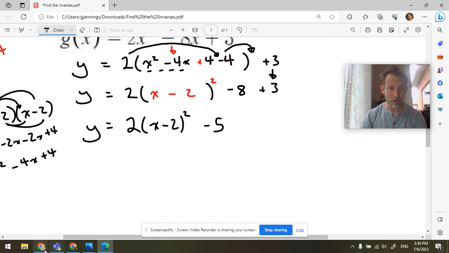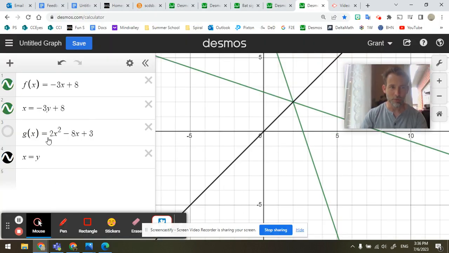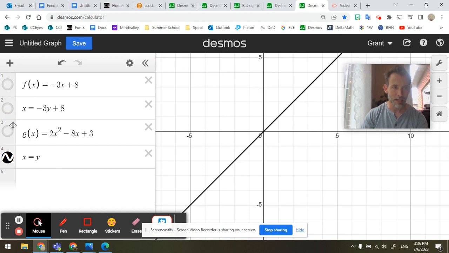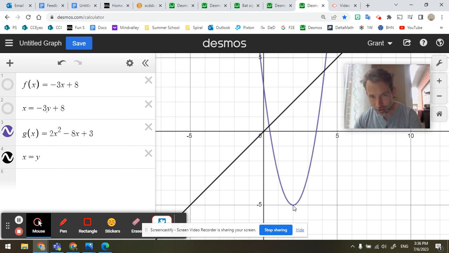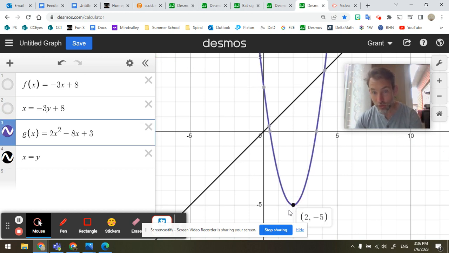Okay, let's take a look at it in Desmos and see if that's indeed what we have. We're not going to look at that and that, but we're going to look at this. Oh, yeah, it is. Look, there's the vertex there. You see? 2, minus 5. So that's correct. I just changed the form to vertex form. All right, now let's go for it.